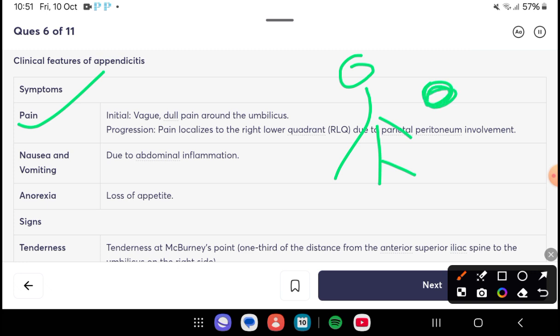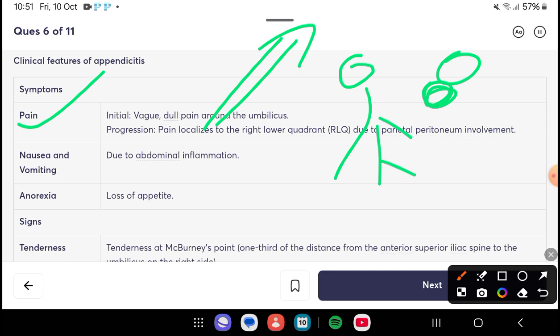As the infection spreads, it progresses to and also involves the peritoneum. That's why the patient also experiences pain that radiates, not migrates, from the umbilicus to the right iliac fossa, or we can also say the right lower quadrant.